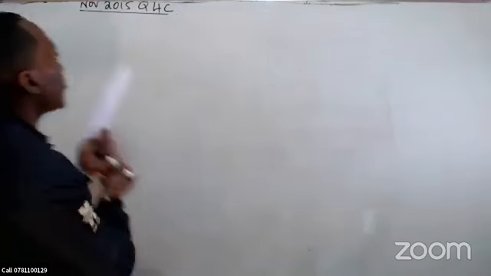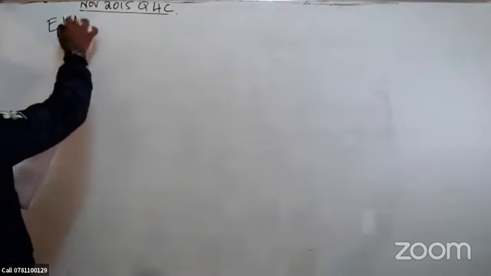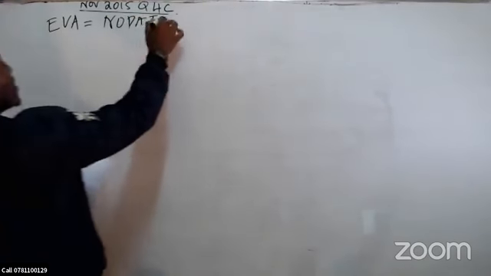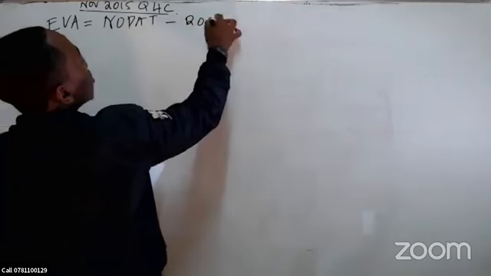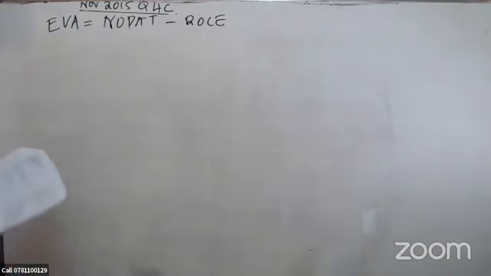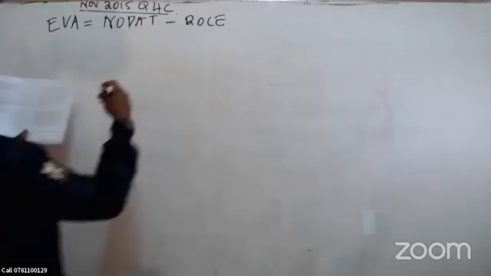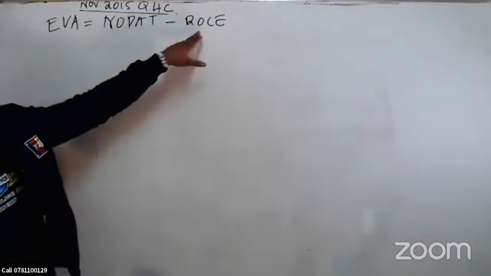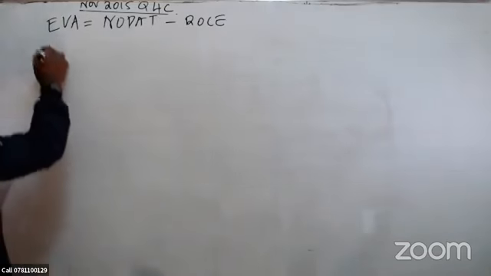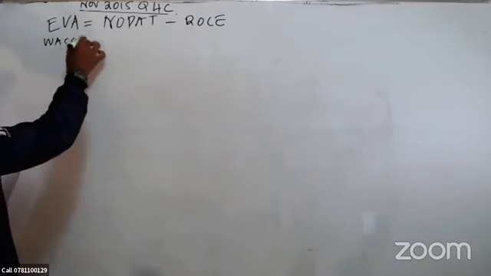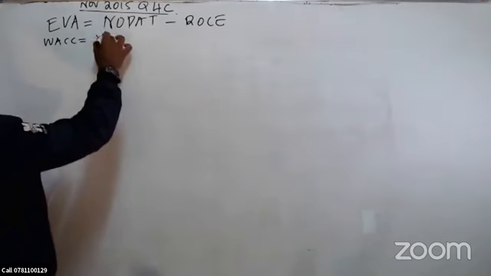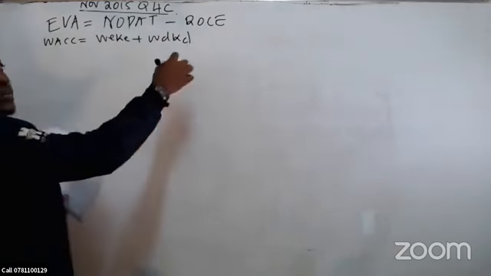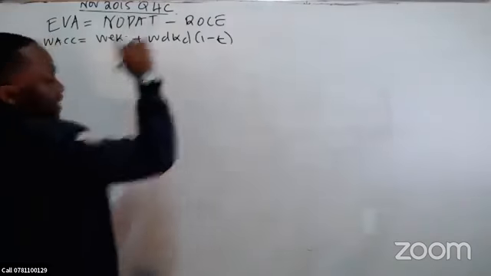How do we get EVA? We have said that economic value added is the difference between the NOPAT, the net operating profit after tax, and the return on capital employed. In this case, we have 2 years. First of all, let's get the cost of capital. For you to get the return on capital employed, you need to have the cost of capital. In this case, you use WACC. And how do we get WACC? It's the weight of equity times the cost of equity, plus the weight of debt times the cost of debt times 1 minus the tax.